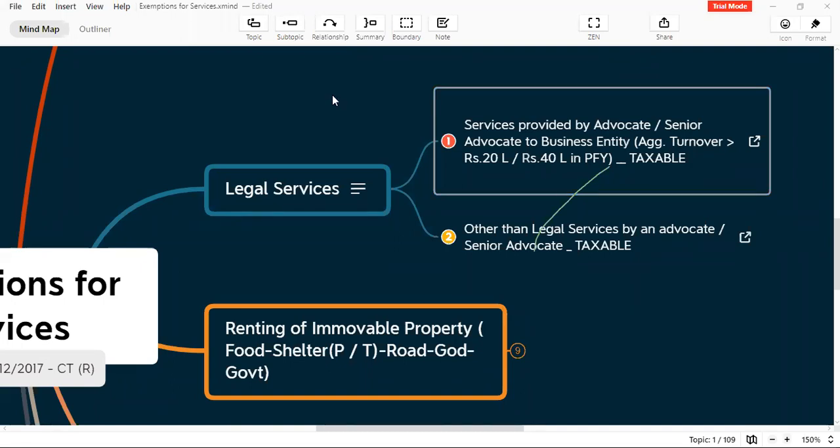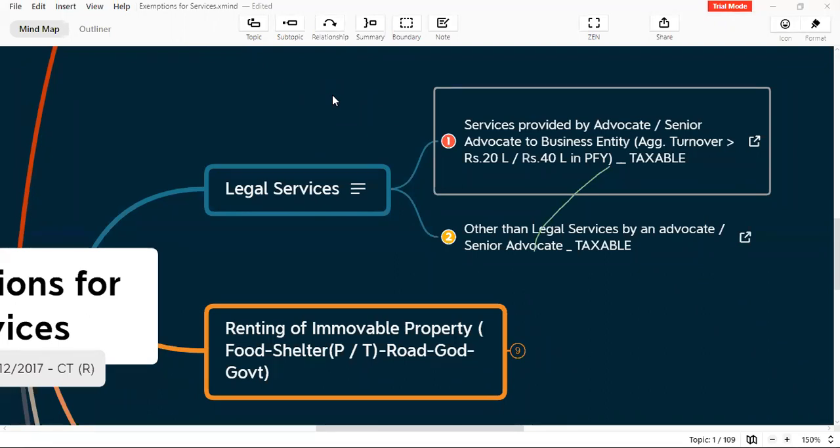Now the question is, let me give an example. You tell me whether this particular service is taxable or not. I have gone to an advocate to take a legal opinion on a particular tax matter. I paid the advocate about 5 lakh rupees. This happened in May 2020. My current year business is zero, lockdown. My last year business is about 30 lakhs.